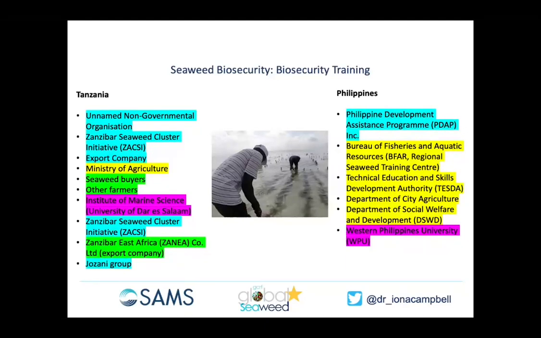The survey also asked farmers if they had been provided biosecurity training. And what we found was that in Tanzania there was a diversity of providers of training, which ranged from non-governmental organisations, ministry departments from government, other seaweed buyers and other farmers who were teaching, and academic institutes. And then in the Philippines, most of the training came through the governmental departments, but there was also some training from NGOs and from research institutes.